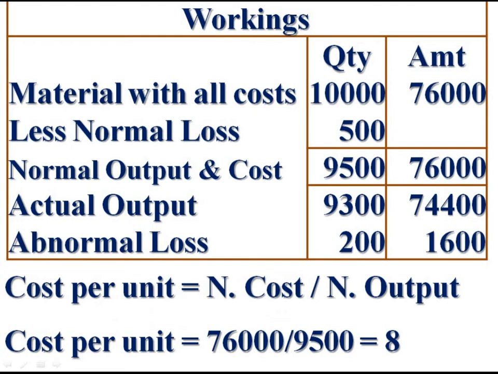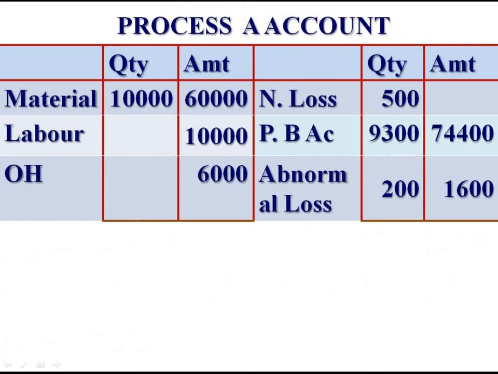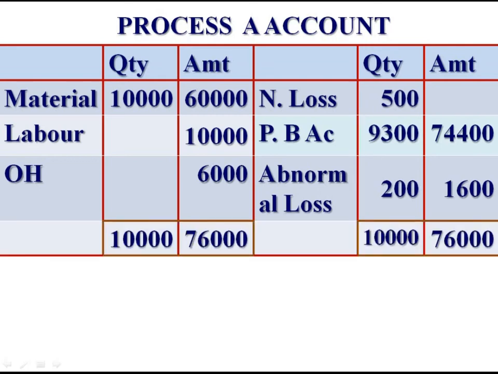The value of actual output transferred to process B and value of abnormal loss are to be credited in the process account. Process B account 9,300, 74,400. Abnormal loss 200, 1,600. Then get the total of process A account, 10,000, rupees 76,000. It is the process A account.